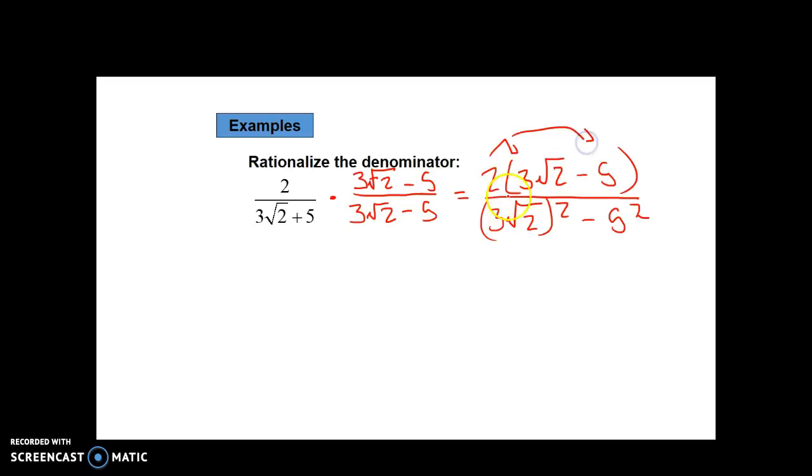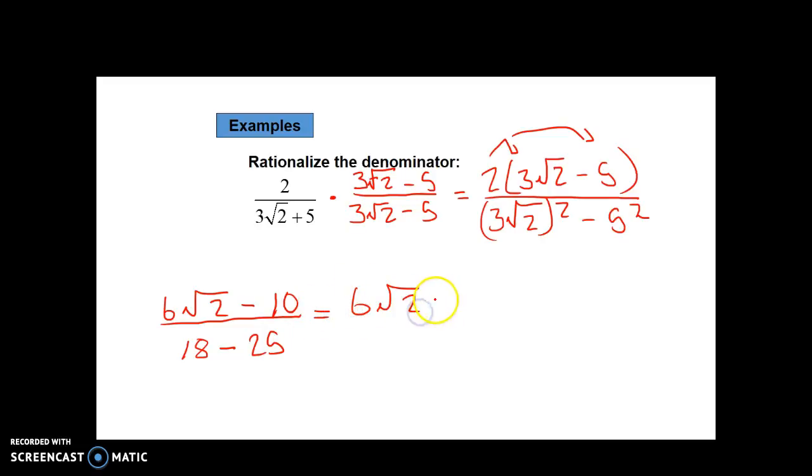Numerator, let's distribute. 2 times 3 is 6, so it's going to be 6 root 2 minus 10. Remember the second term, 2 times minus 5 is minus 10. And down here now, we're going to have 3 squared, which is 9, times 2, which is going to be 18, minus 25. 5 squared is 25. I'm going to rewrite this again. 6 root 2 minus 10. And down here we're going to have, what's this, minus 7 as our denominator.